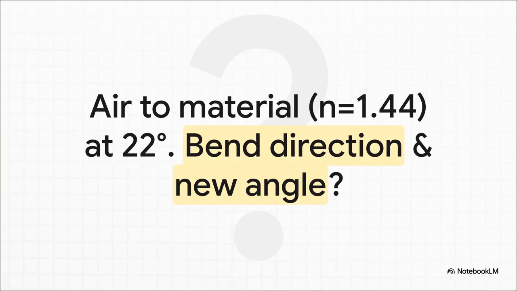Okay, here's your first challenge. You've got light going from air, where n is about 1, into a new material where n is 1.44. First up, which way does it bend, toward or away from the normal? And second, if that light hits at a 22-degree angle, what's the new angle after it bends? All right, go ahead and hit pause, grab a calculator, and work it out.